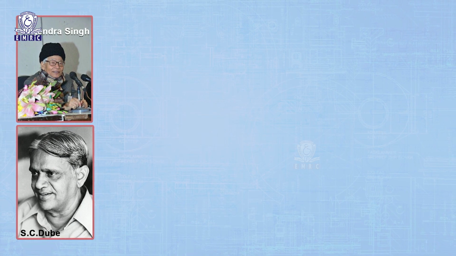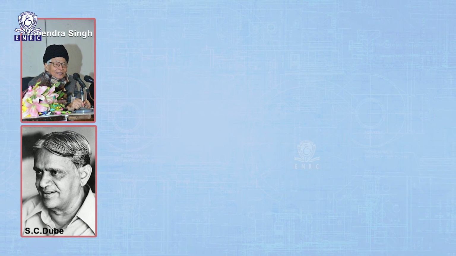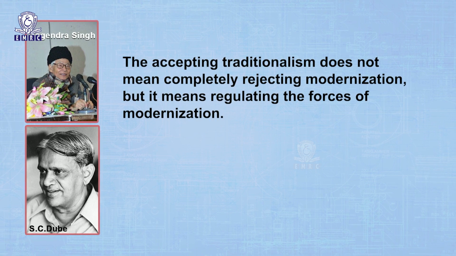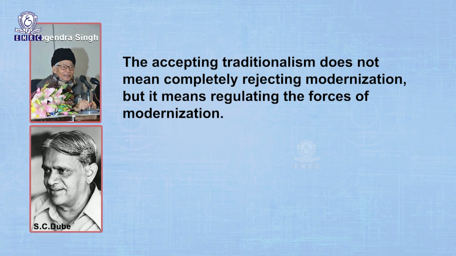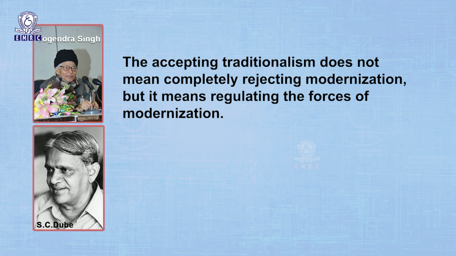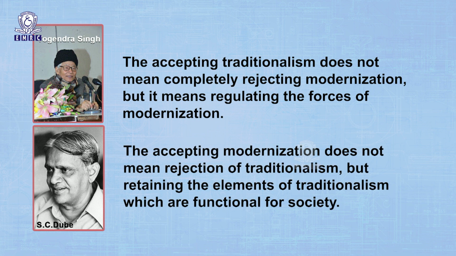S.C. Dubey and Yogendra Singh are of the opinion that accepting traditionalism does not mean completely rejecting modernization, but it means regulating the forces of modernization. Accepting modernization does not mean rejection of traditionalism, but retaining the elements of traditionalism which are functional for society. Accepting this point of view, we can find to what extent Indian society continues to be traditional and to what extent it has become modern.